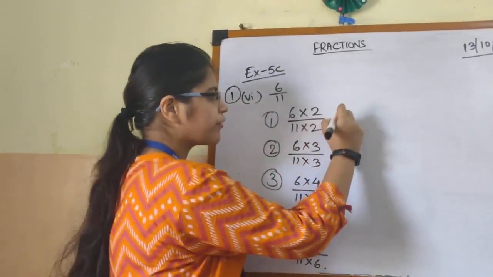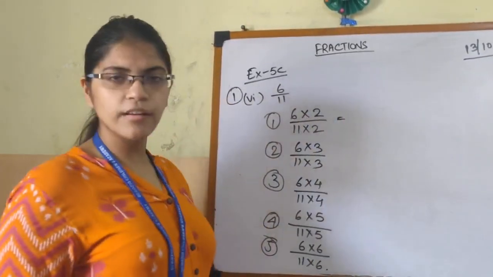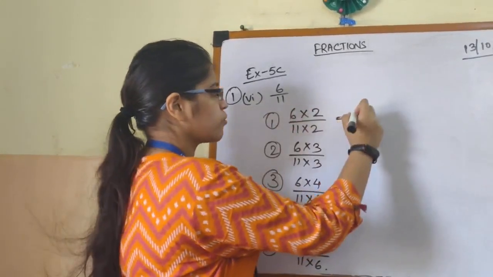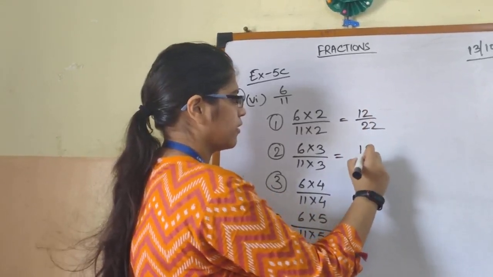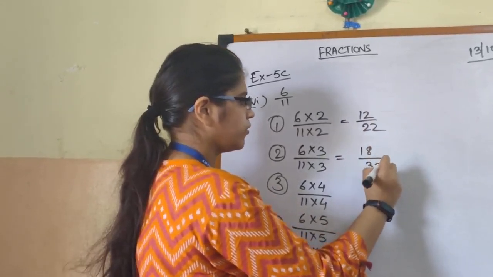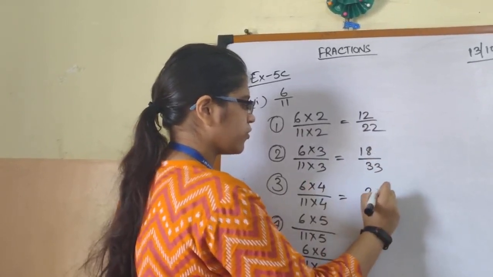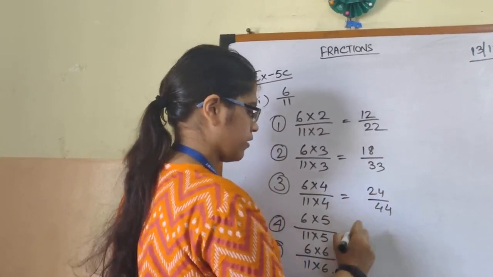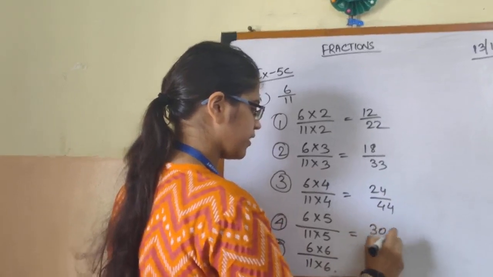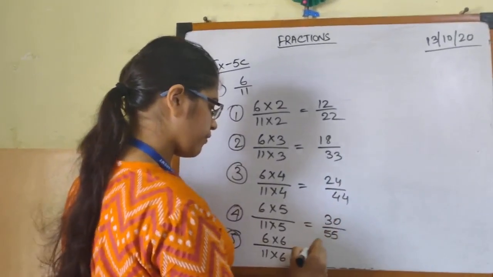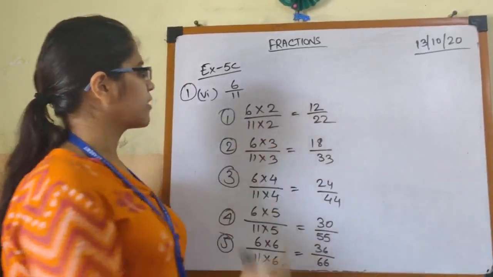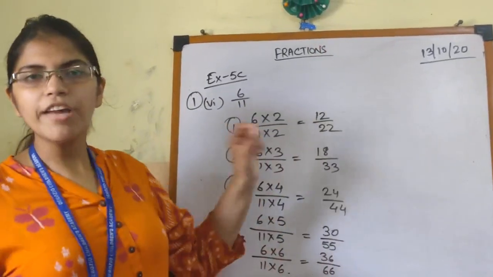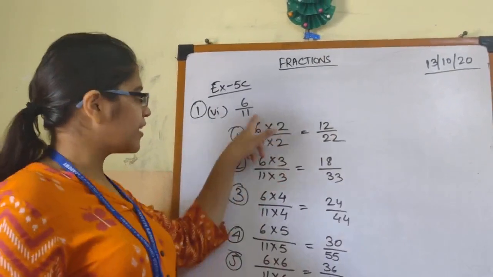Now we have to write down the answer for multiplication. This is 12 by 22. This is 18 by 33. This is 24 by 44. This is 30 by 55. And this is 36 by 66. So these 5 are the 5 equivalent fractions of this fraction.